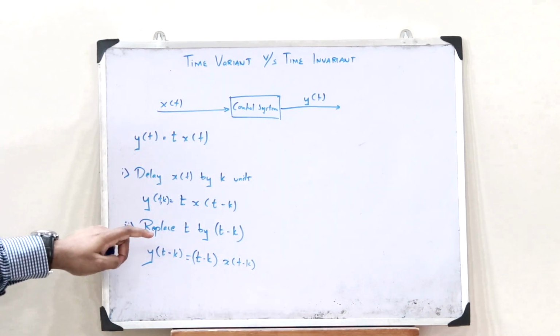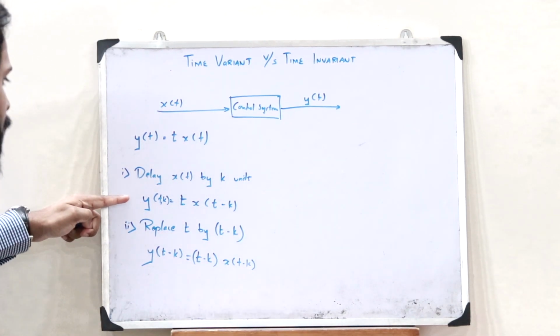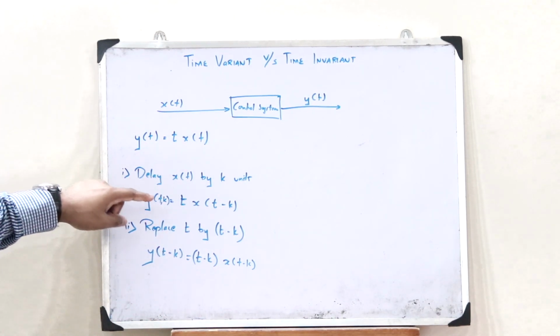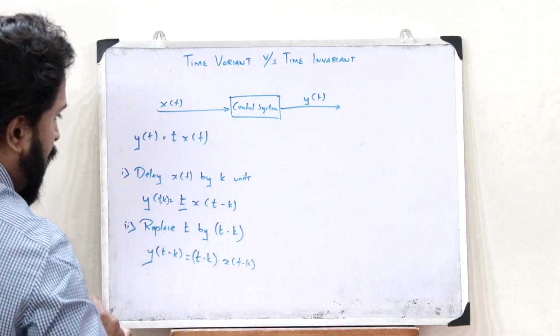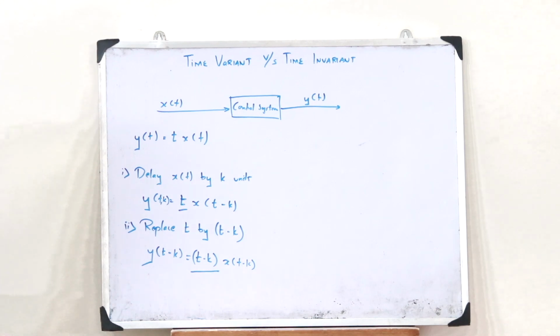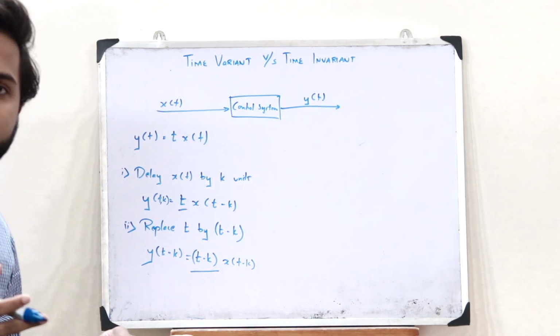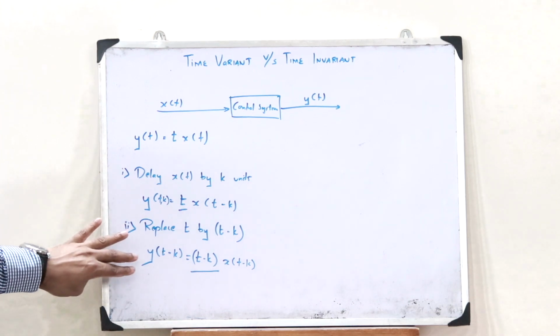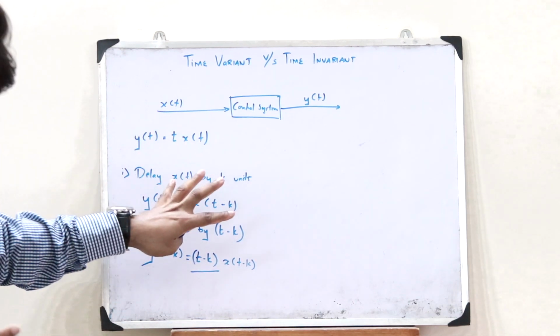So therefore here what we observe is that equation 1 is not equal to equation 2, because in equation 1 here it is t, but in the case of equation 2 it is t minus k. Therefore, it is a time variant system. That is, it varies with time. Equation 1 is not equal to equation 2. Therefore, this is a time variant system.